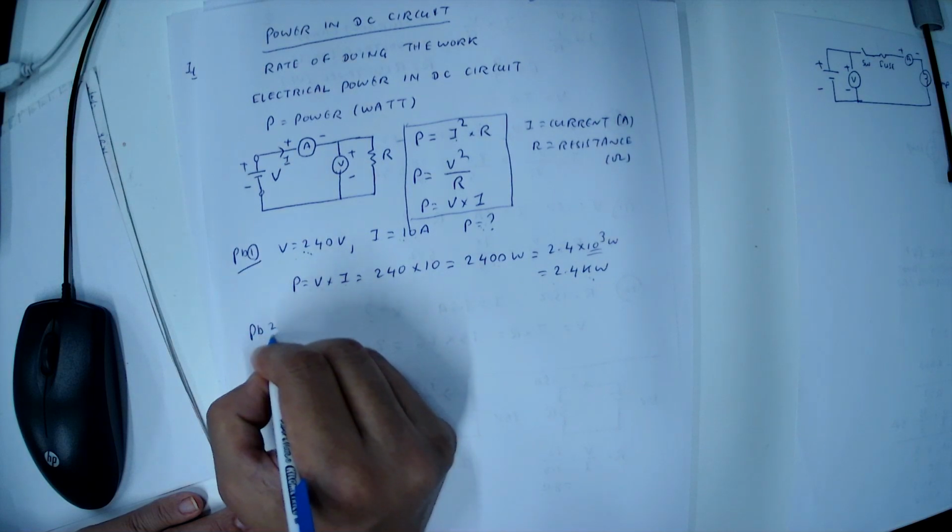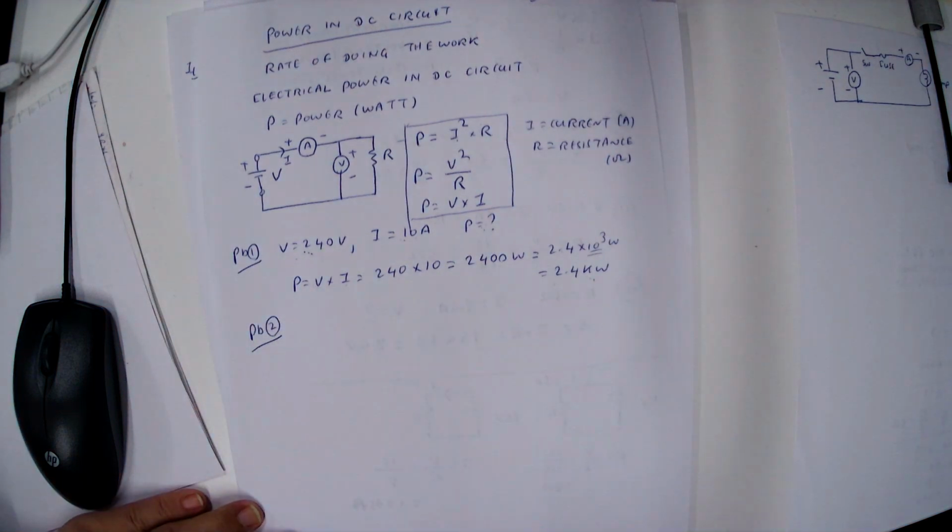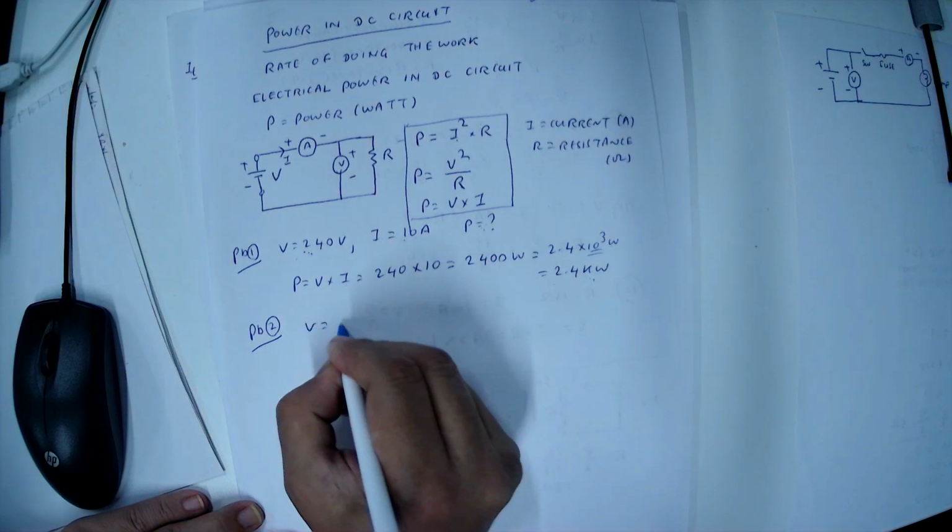Problem 2. Apply voltage 6 volt, resistance 25 kilo ohm. We have to calculate the power dissipation. So in this case, voltage is 6 volt.